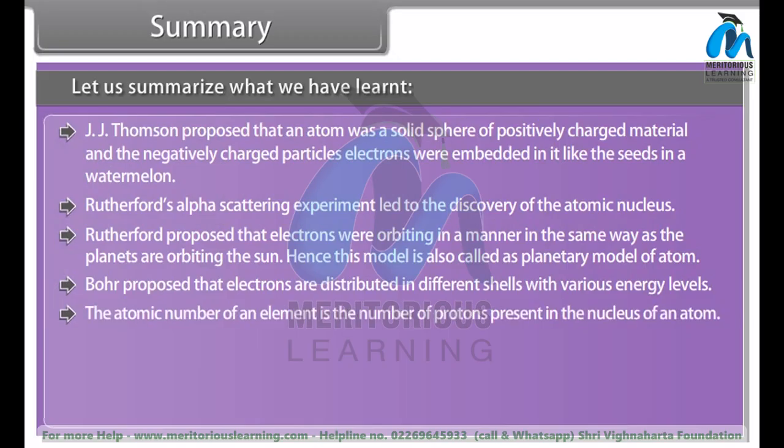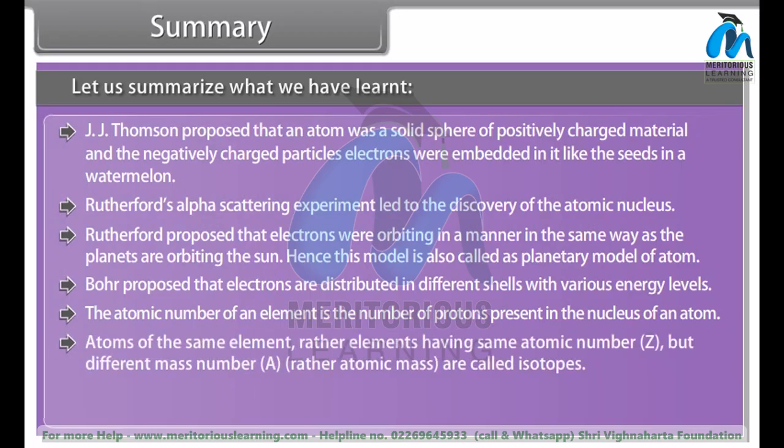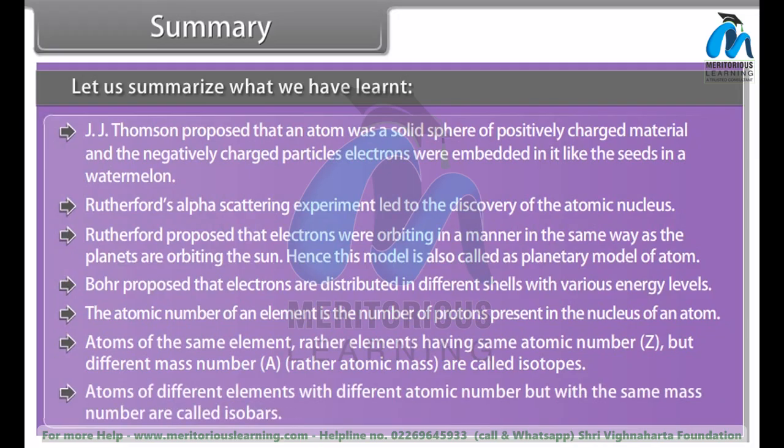The atomic number of an element is the number of protons present in the nucleus of an atom. Atoms of the same element, rather elements having the same atomic number Z but different mass number A, rather atomic mass, are called isotopes. Atoms of different elements with different atomic numbers but with the same mass number are called isobars.